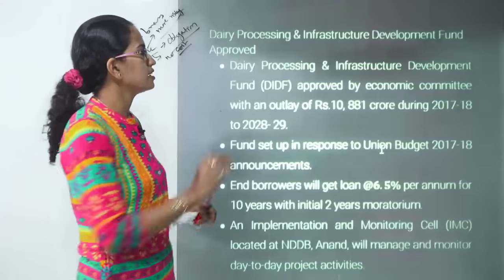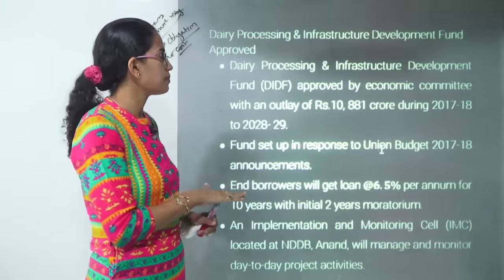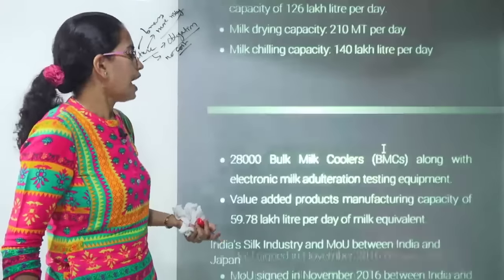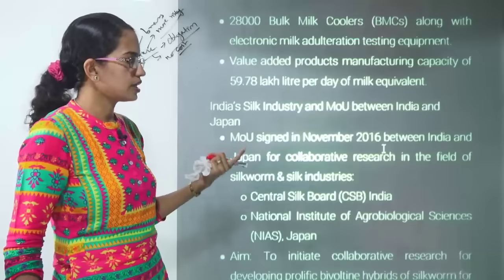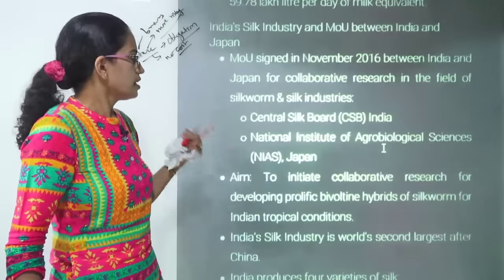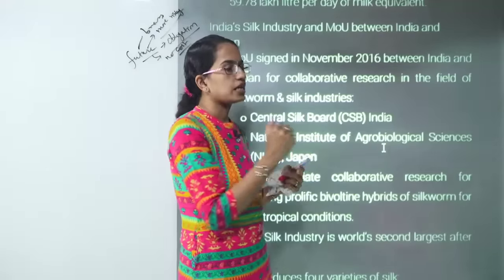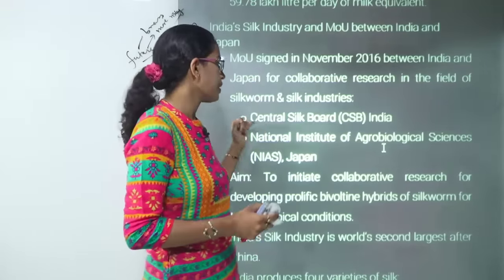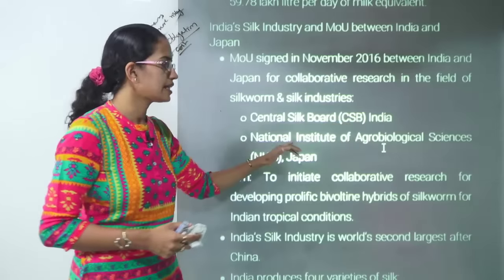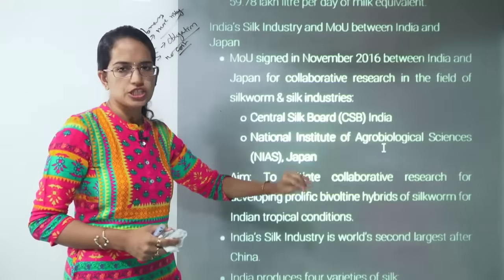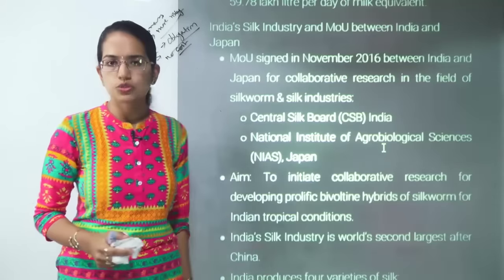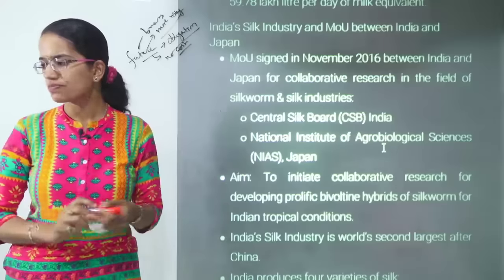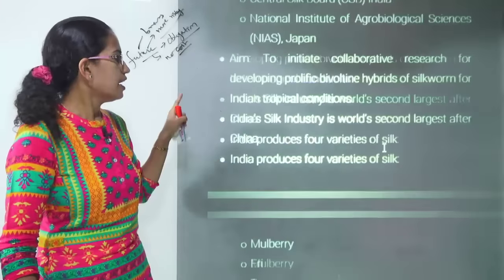The next is the Dairy Processing and Infrastructure Development Fund has been approved in India. That has come up in the recent budget, and it's again important. The idea is to increase the production of milk. The next is between India and Japan, we are signing a MOU, a Memorandum of Understanding for silk. Now this would be between the Central Silk Board of India and the National Institute of Agrobiological Sciences, Japan. So the institution of Japan that would be supporting India is again important. So make sure you have covered that thoroughly.